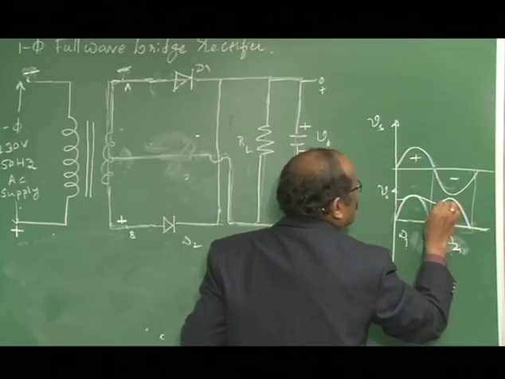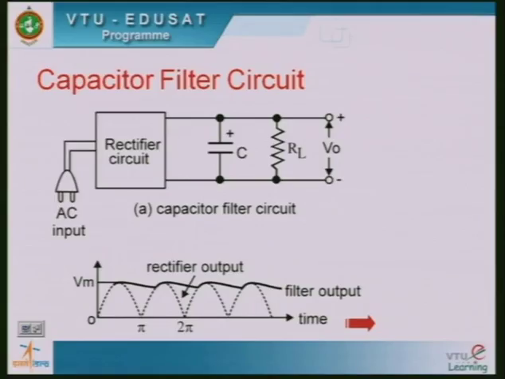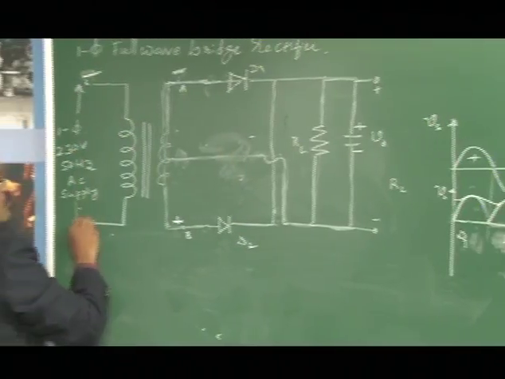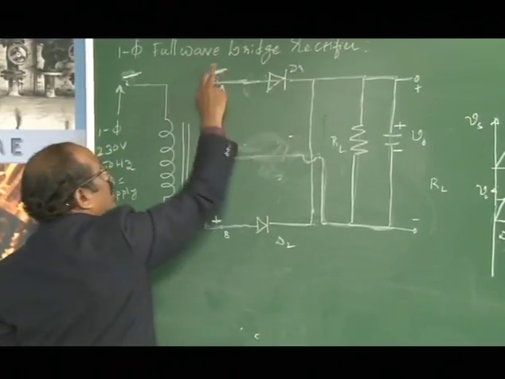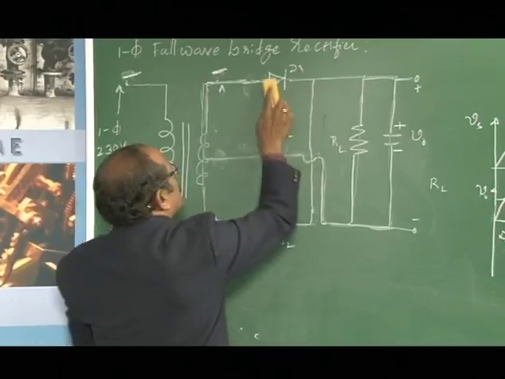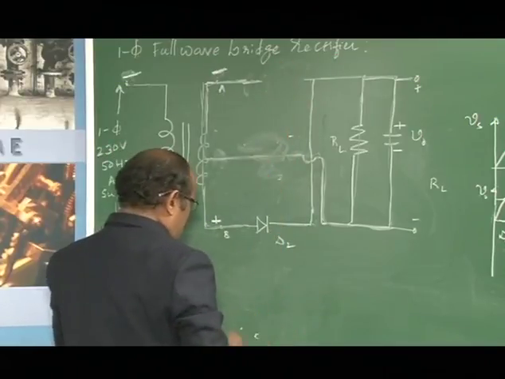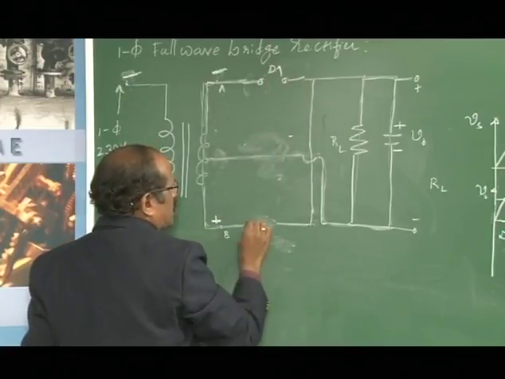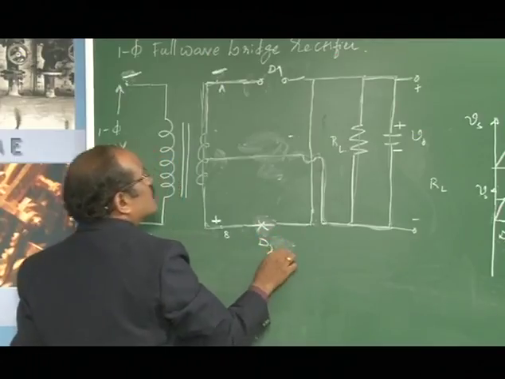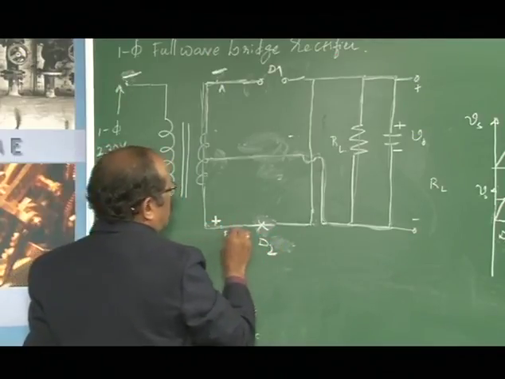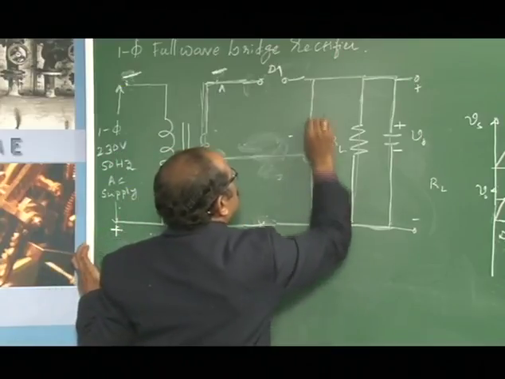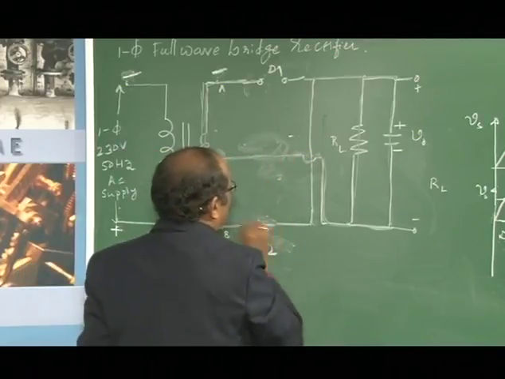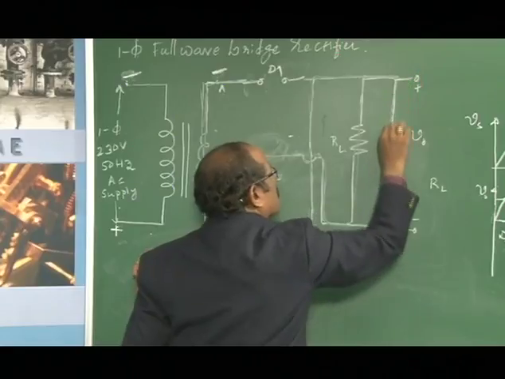Once again, what happens during the negative cycle? This will be minus potential and this will be plus. Accordingly the secondary voltage will have minus and plus, and the diode D1 acts as an open circuit, whereas diode D2 acts as a closed switch. So how does the current flow now? It flows from terminal B through the resistance. This is one path of the current, and this is the other.